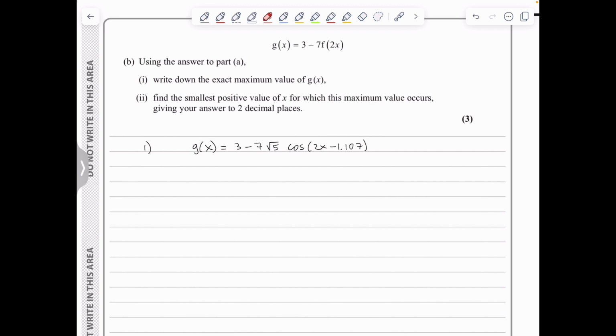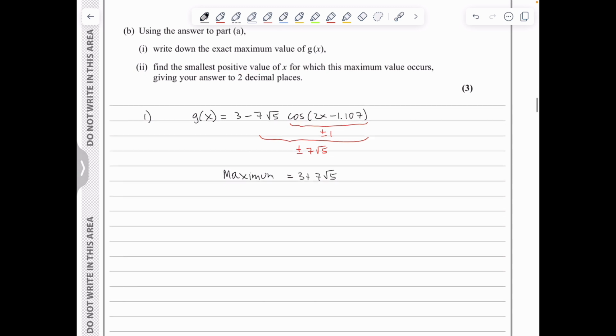Well, we know that the cosine of any angle varies between plus minus 1, and therefore 7 root 5 cos(2x minus 1.107) will vary between plus minus 7 root 5. We can then easily see that the maximum for g of x will simply be 3 plus 7 root 5, and this will be attained when cos(2x minus 1.107) is equal to negative 1, because if this is negative 1 together with the negative here, they will make plus 1, and therefore we've got the 3 plus 7 root 5.